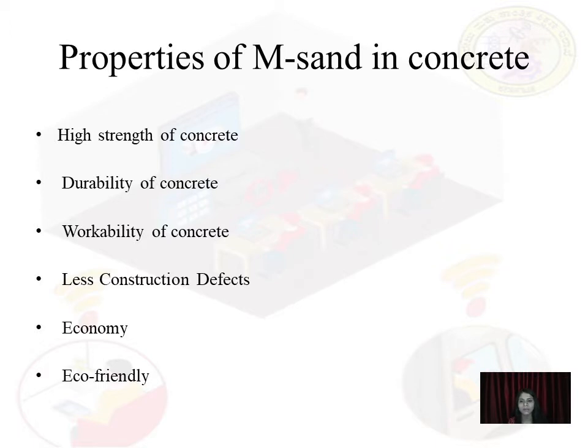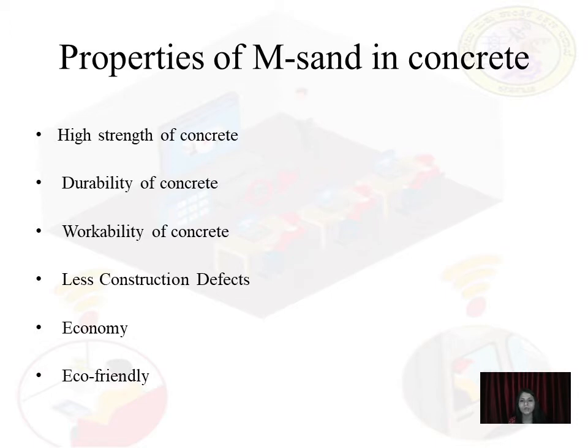The next is economy. The concrete made from this M sand is economical, and in the international construction scenario, no river sand is used at all. Only the manufactured sand, M sand, is used for its superior strength, and because of its good properties, M sand is used for making concrete or mortar.